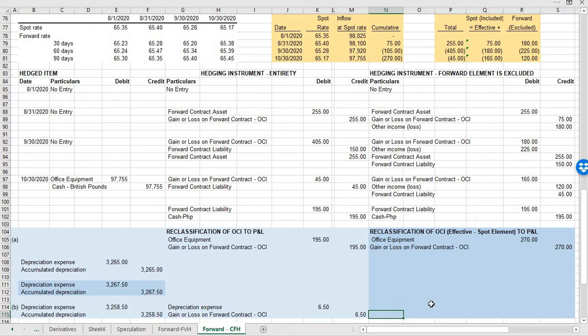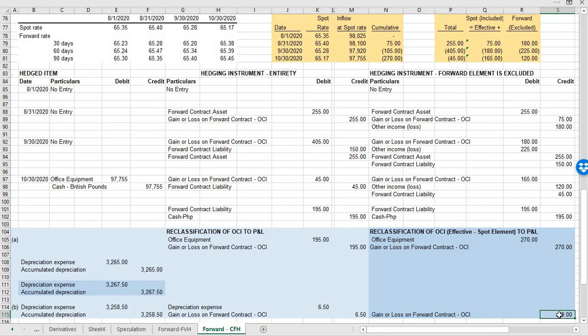So, syempre, ang entrada natin, since ang balanse ng ating cash flow hedge reserve or gain or loss on forward contract is a debit balance na 270 pesos. So, debit balance siya. Pag ni-reclassify natin siya into P&L, syempre, i-credit natin siya. So, credit gain or loss on forward contract OCI for 9 pesos. And paano na-compute ang 9 pesos? That is 270 yung balanse ng ating OCI divided by 5 years times 2 months divided by 12 months. So, that is 9 pesos.